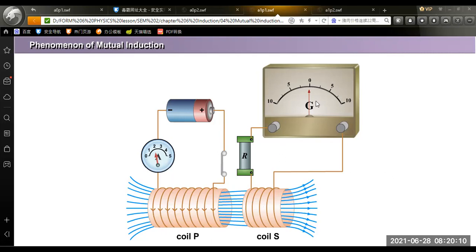So current is induced in coil S. Two solenoids connected separately share the same magnetic field. Here we have the inductance: coil P with its inductance, coil S with another inductance. So the resultant induction will be the mutual induction, the combination of the inductance of P and the inductance of S.